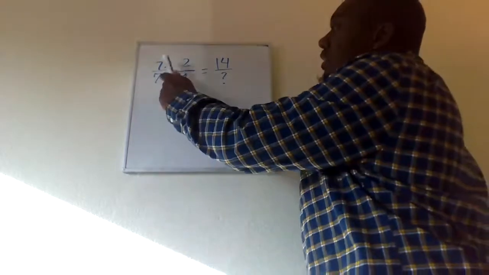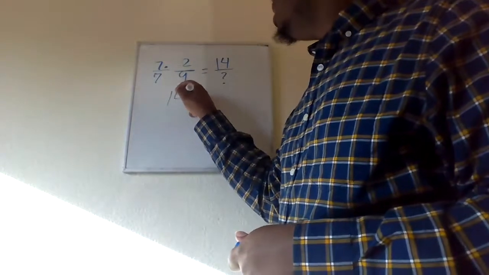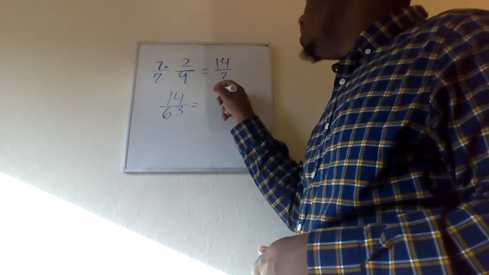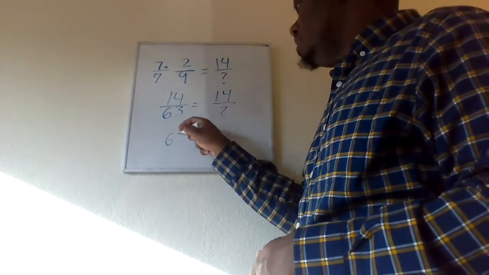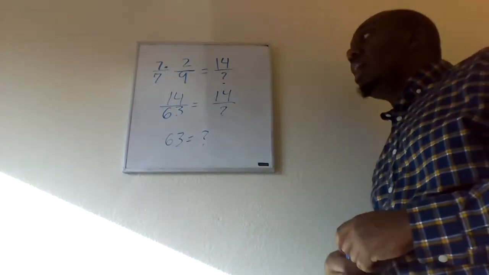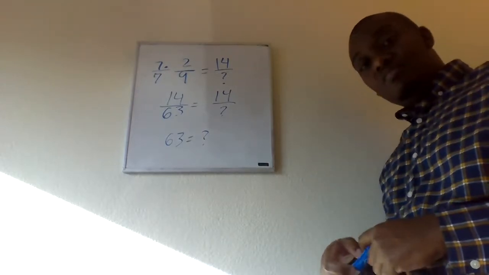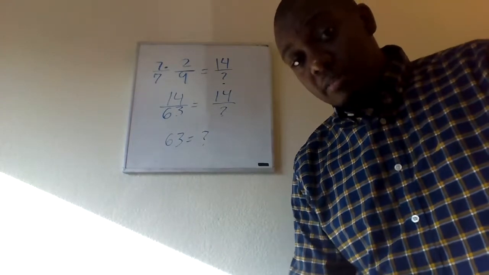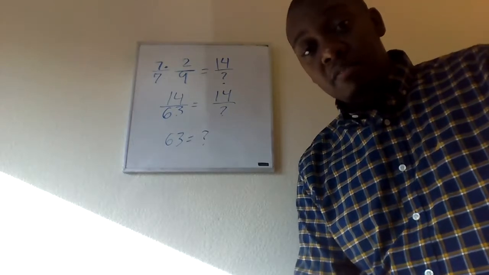So 7 times 2 gives us 14. 7 times 9 gives us 63. So this would mean that the question mark would have to be 63. So 2 ninths is the same as 14 over 63. All right, that's cool. And that's how you find an equivalent fraction or find a missing piece of an equivalent fraction if you need to find a numerator or a denominator for it.